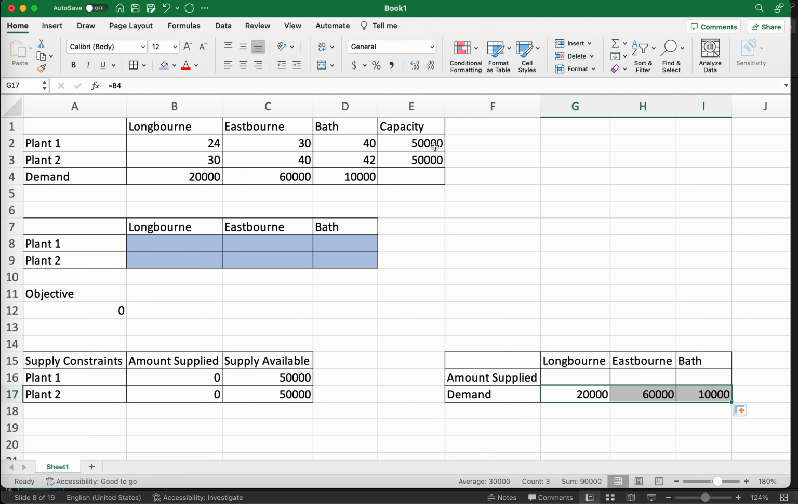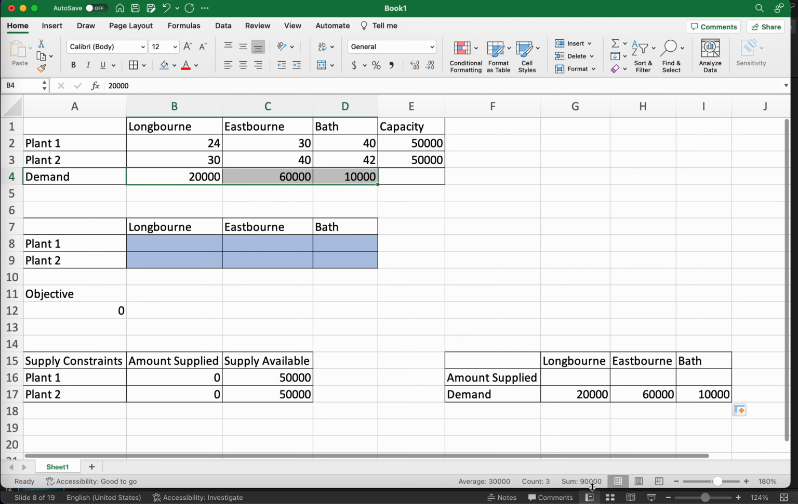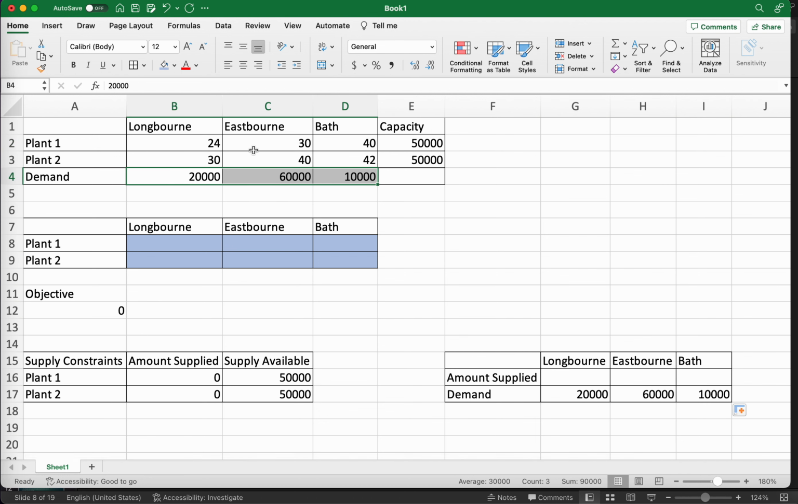Oh, one thing we didn't check. If you look at this, total supply is 100,000 units. Total demand is 90,000 units, which means that total supply is more than total demand. So when we write our constraints, the supply constraints will be less than or equal to, and demand constraints will be equal to constraints, because supply is more than demand. Total supply is 100,000, total demand is 90,000, right?